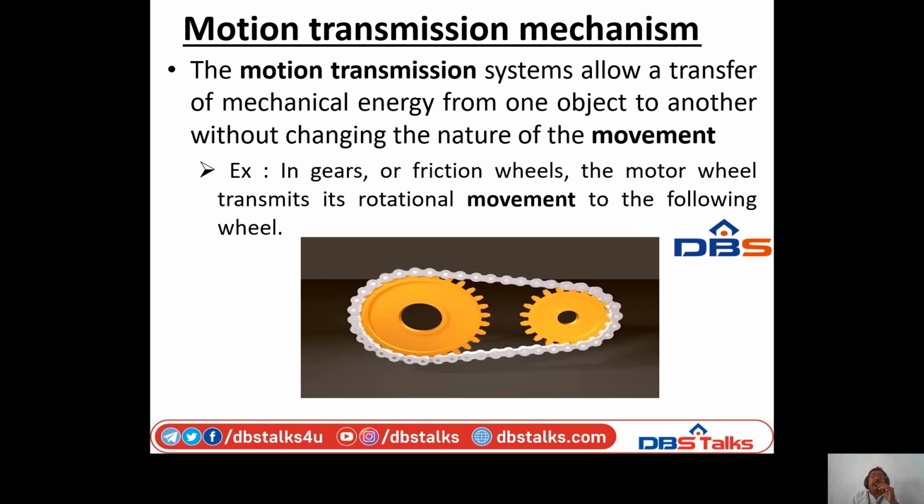Motion transmission mechanism. The motion transmission systems allow a transfer of mechanical energy from one object to another object, changing the nature of the movement. Example, in gears or friction wheels, the motor wheel transmits its rotational movement to the following wheels.